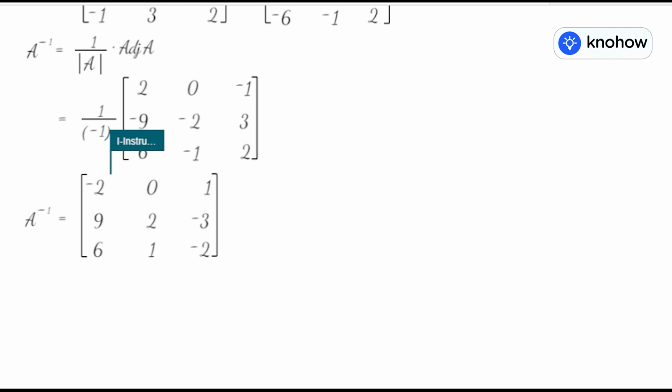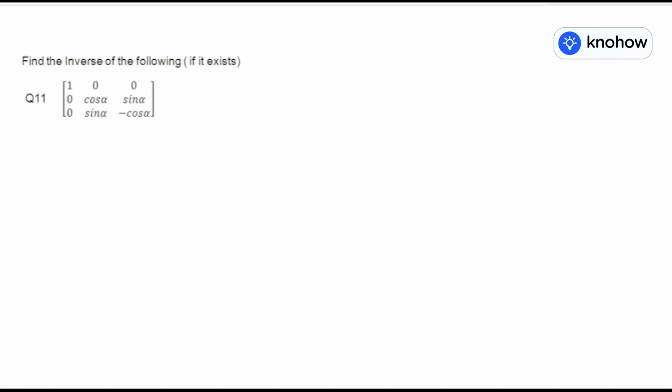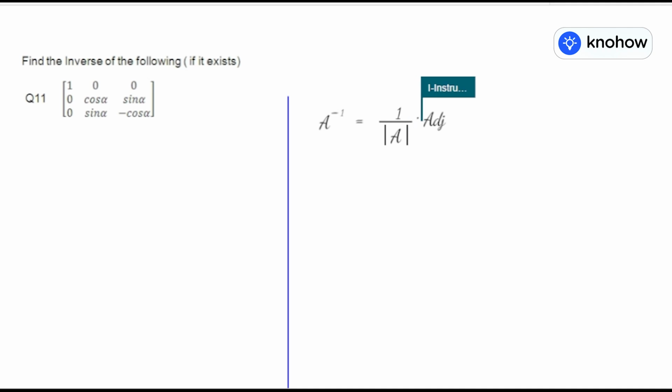Find the inverse of the following matrix. You know the definition of A inverse. A inverse is defined as 1 by determinant A into adjoint A. Let us work out the value of determinant A.